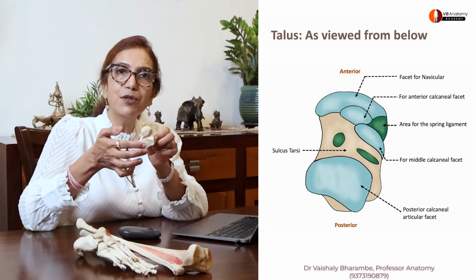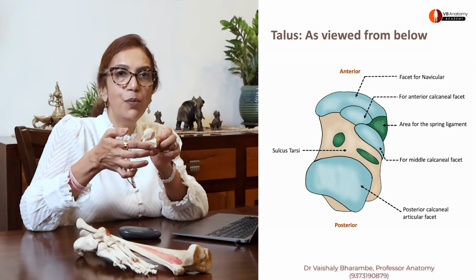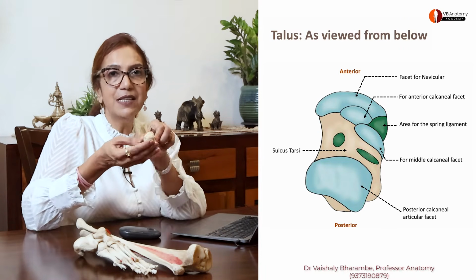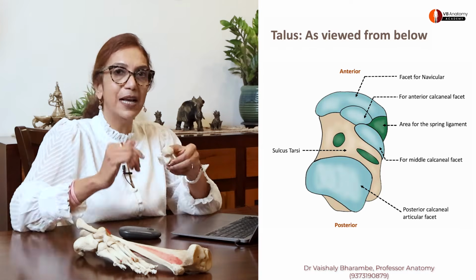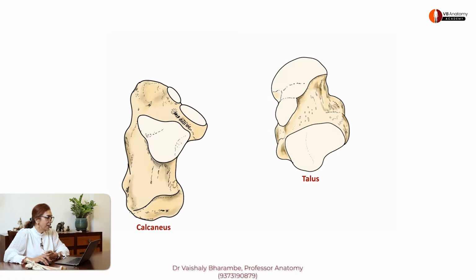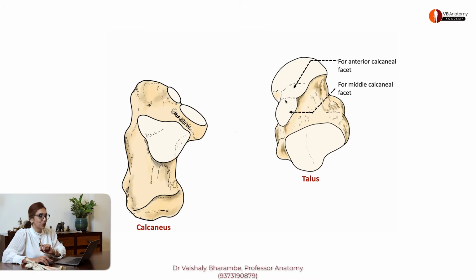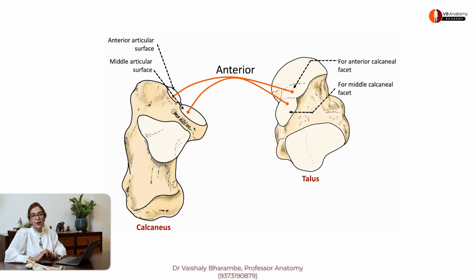So there are two types of joints you find formed in the inferior surface of talus. Come, I'll show you what's going on. So here is your calcaneus, here is your talus. Take a good look at this, okay? Here are the anterior and middle calcaneal facets that I just showed you. Similarly, anterior and middle facets are found on the calcaneus as well, and these articulate.